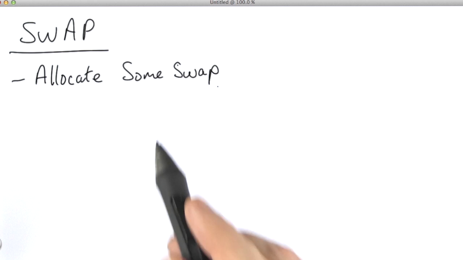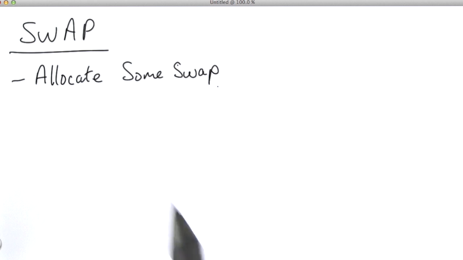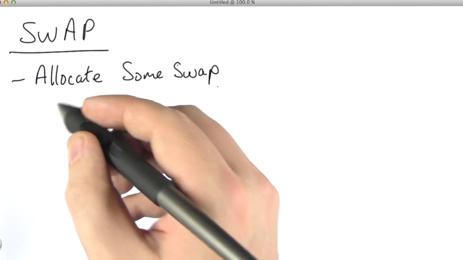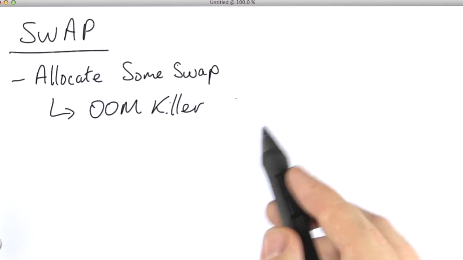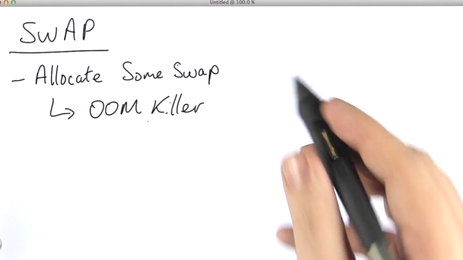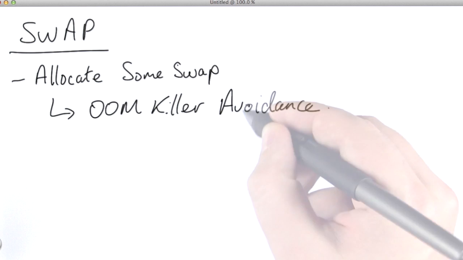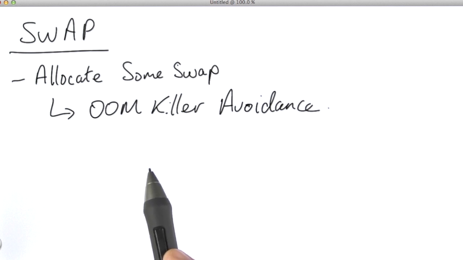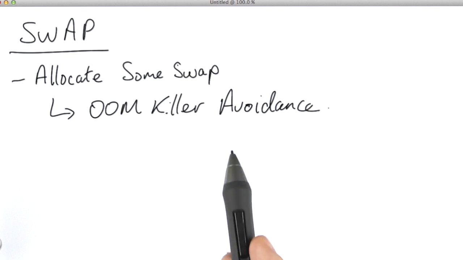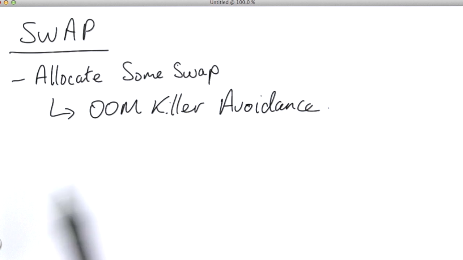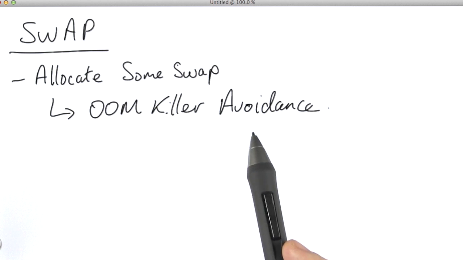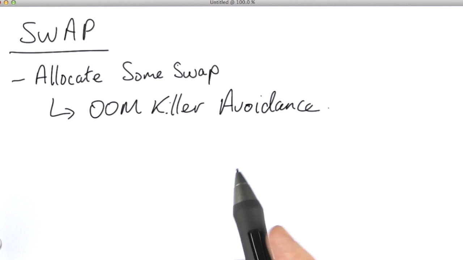However, if you do not allocate at least some swap space, and by some I mean several gigabytes usually for any modern system, you are going to run into a problem, and that problem is called the OOM killer. So allocating some swap space is all about killer avoidance. You're not allocating the swap space so it can be used by MongoDB. You're allocating the swap space so that the kernel has some other option when it sees memory pressure and sees a high memory utilization other than killing the process with the highest amount of memory currently in use.